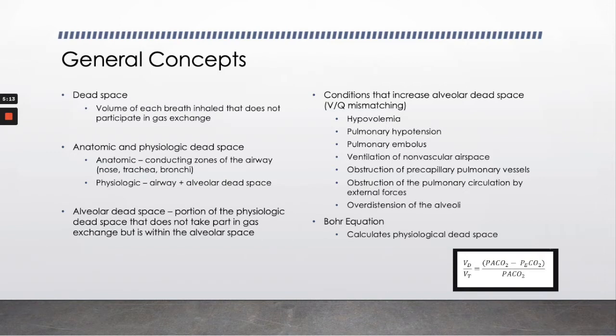So, for instance, if you have a surgeon working in the chest cavity, the thoracic cavity, and they clamp a pulmonary artery, or they are pushing upon parts of the lungs that are compressing parts of the capillary bed, that is causing an obstruction by an external force, or even like a tumor. A tumor could cause obstruction as well. And then there is overdistension of the alveoli, which we see quite frequently in emphysema.